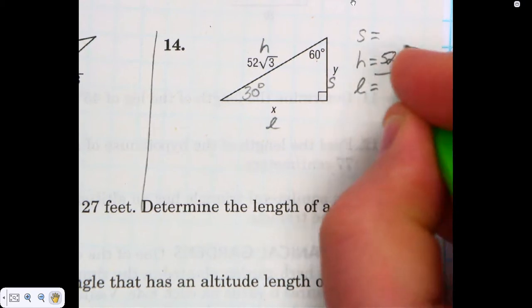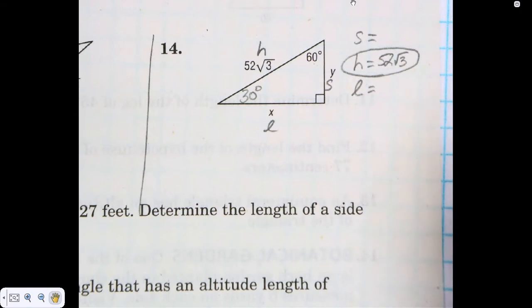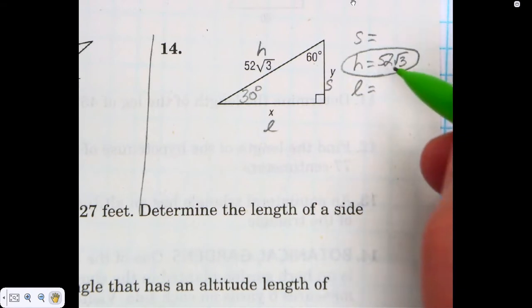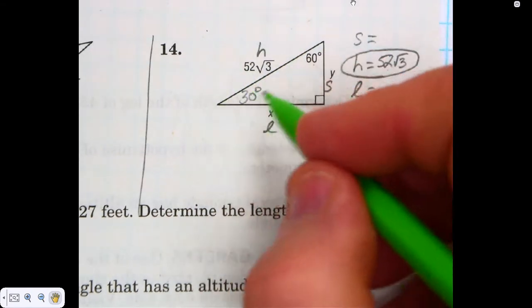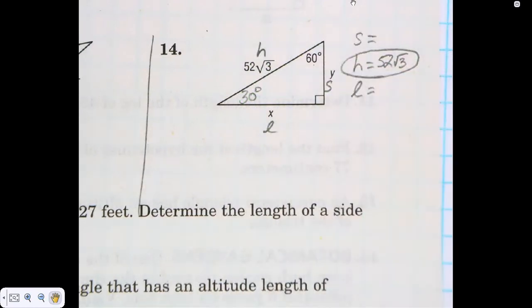52 square roots of 3. Circle it. That's what they gave you first, wasn't it? So, this is the type of problem where they give you H first. They gave you an ugly number. That's the other thing that will confuse you some. You're going to have a lot of ugly numbers, a lot of radicals. That's why we did that at the first of the semester.